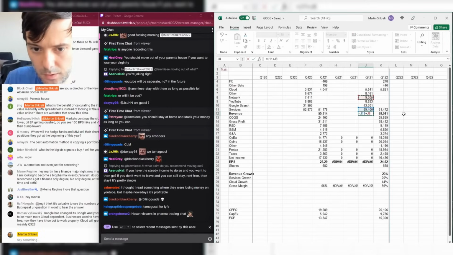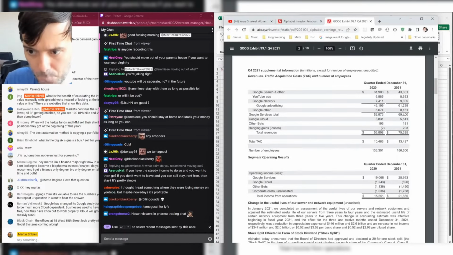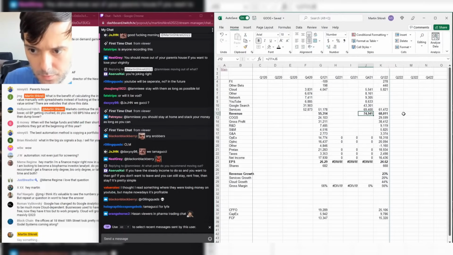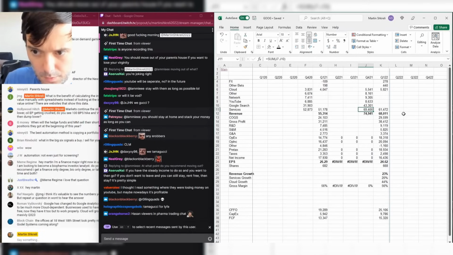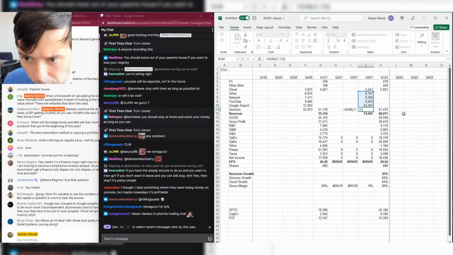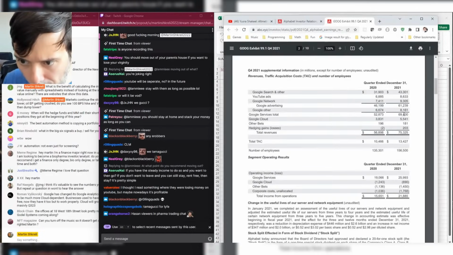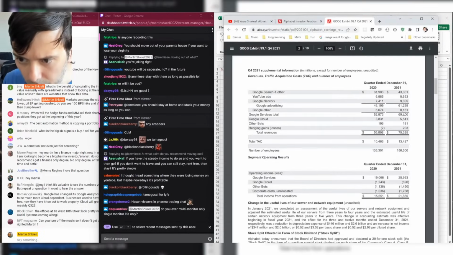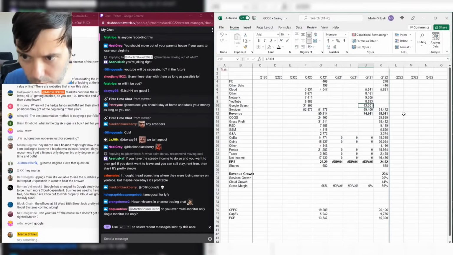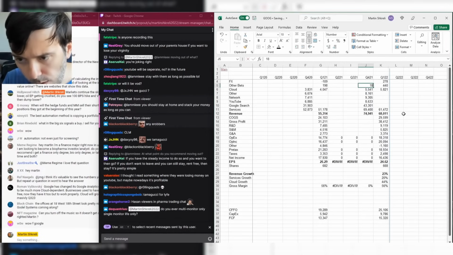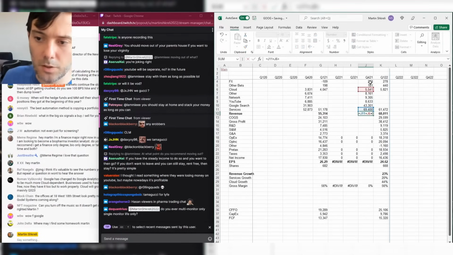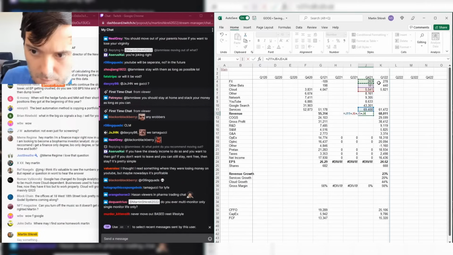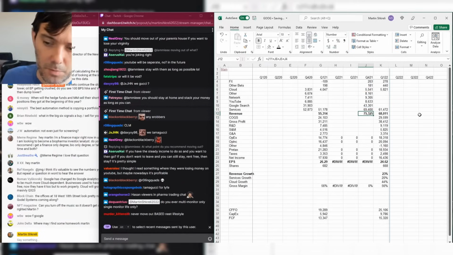I'm going to add this to cloud, services to cloud. Is that how we do it? I got that right? Maybe not. Yep, no, that's right. I'm going to add the other two lines, hedging and other bets. Other bets has been a big disappointment for Google, I think.